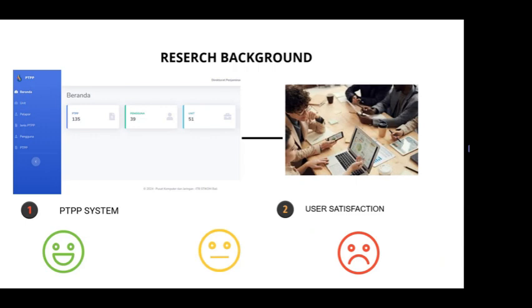From this problem, a system was created that can accommodate all conventional PTPP processes. All complaints and the process of filling out the form have been entered into the system, not manually anymore. So from the system implemented until now, there has never been a performance measurement and user satisfaction measurement in using the system.